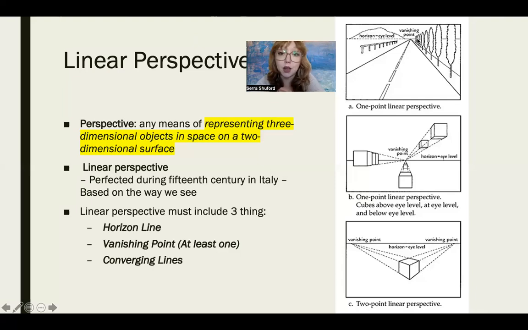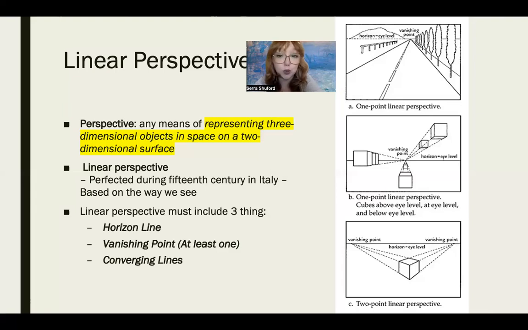And it can be tall, like higher up, or it can be lower at the bottom. Doesn't matter. It just has to be a horizontal line that goes the whole distance from left to right side of the page. Our vanishing point, and we can have more than one vanishing point depending on what type of linear perspective we're using.